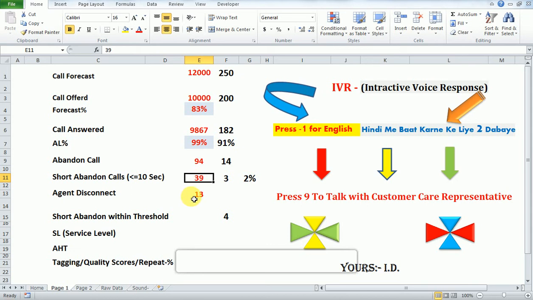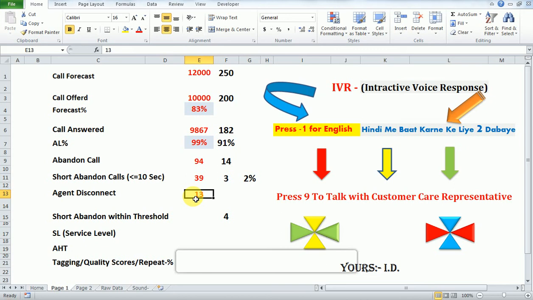Now I told you what agent disconnection is. Agent disconnection means the customer care executive is talking to the customer, and after some time he disconnects the call, or it is auto disconnected. That is called a disconnection call.